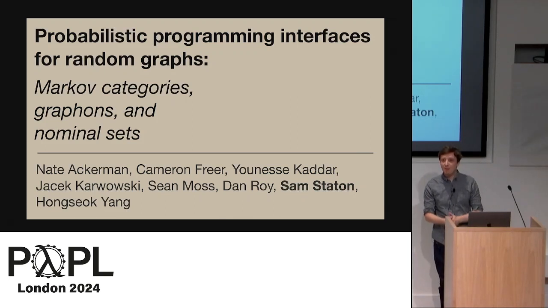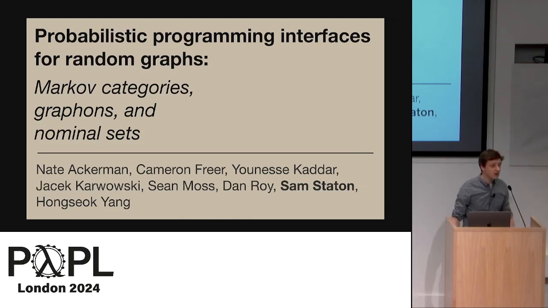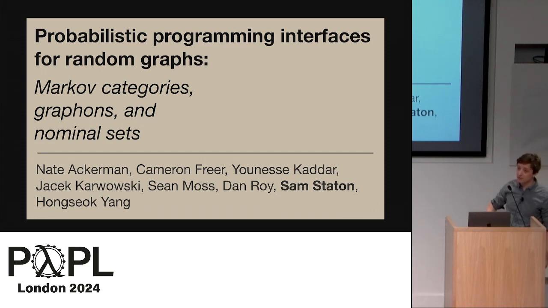Okay, so this is about probabilistic programming, as is the session. This particular talk is about probabilistic programming as a way of statistical modeling. So a way of describing statistical models by writing programs, and the focus is random graphs. These are three methods that we're using to do this: Markov categories, graphons, and nominal sets. You'll see a bit about it as we go through.